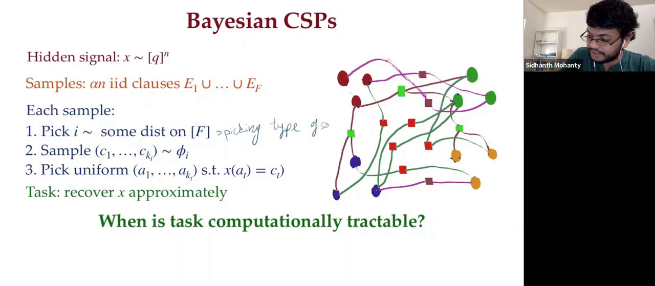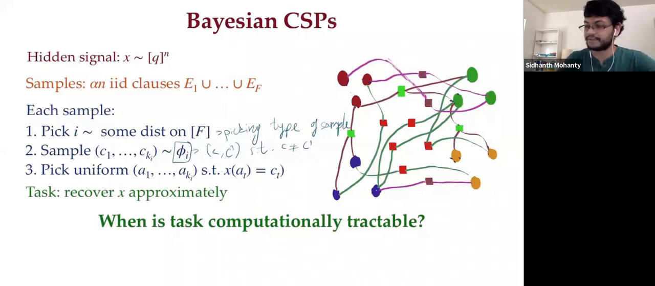Now, in the second step, for each type of sample, we have a distribution which we call phi, and this is a distribution over a tuple of colors. So, for example, in the planet Q coloring question, there was only one type, and this distribution was just two random colors, C, C prime, such that C is not equal to C prime.